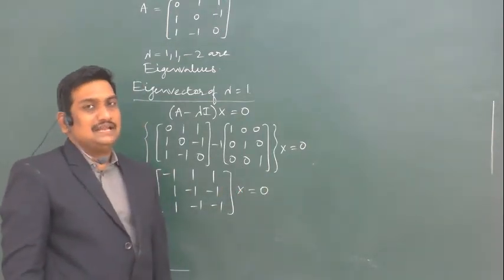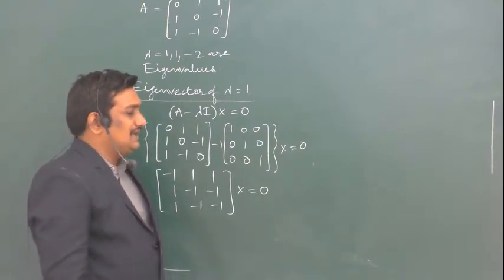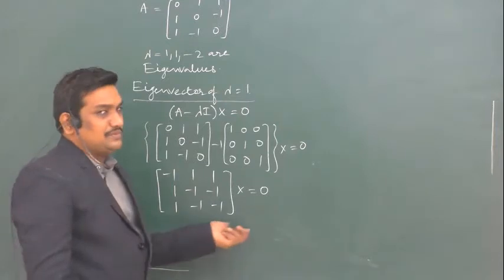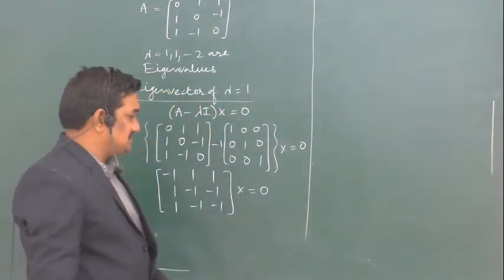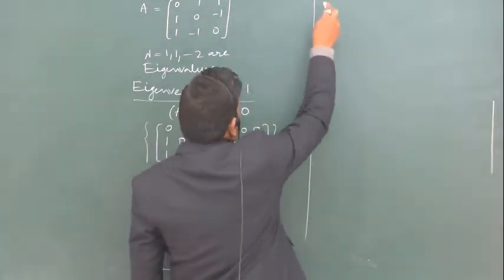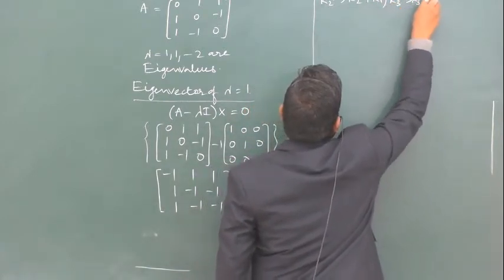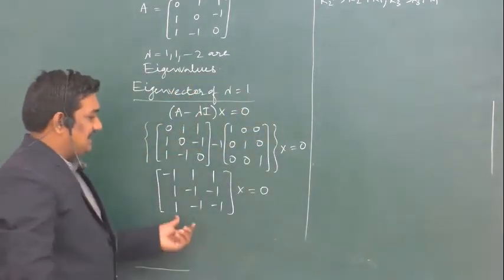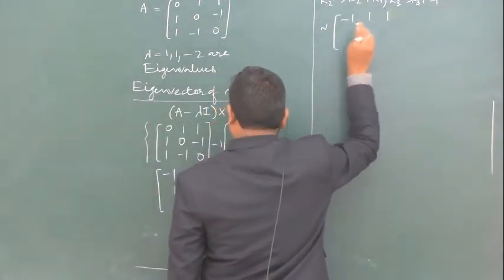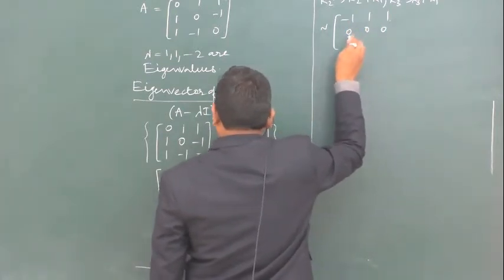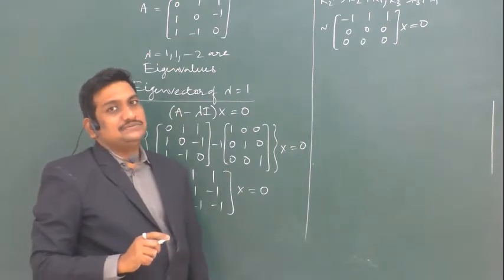From this stage there are two ways to find the eigenvector. One is the shortcut method, and the other is the echelon form procedure. Let us apply the echelon form procedure. Apply R2 to R2 plus R1 and R3 to R3 plus R1, so that the coefficient matrix is reduced to echelon form: [-1 1 1; 0 0 0; 0 0 0] times X equals the null matrix.